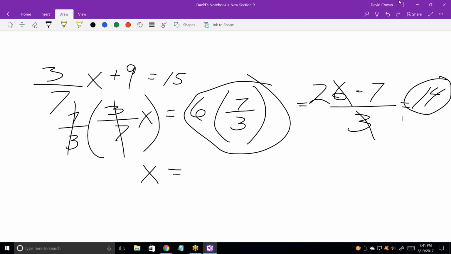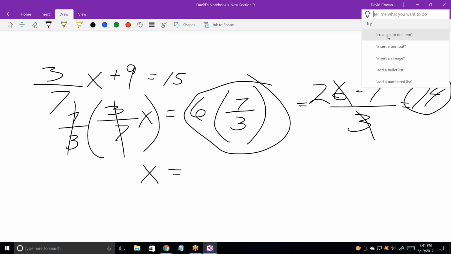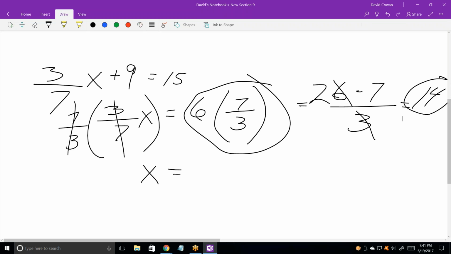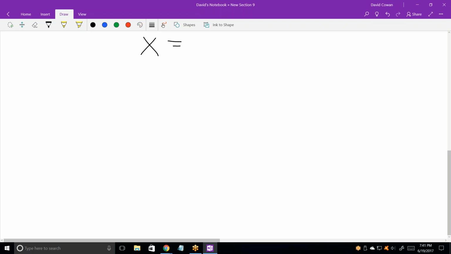Hold on a minute. I've got to figure out how to work this new program here. I don't see where it gives me a new page. Okay. Well, I'll figure that out later. This works fine, doing it this way.